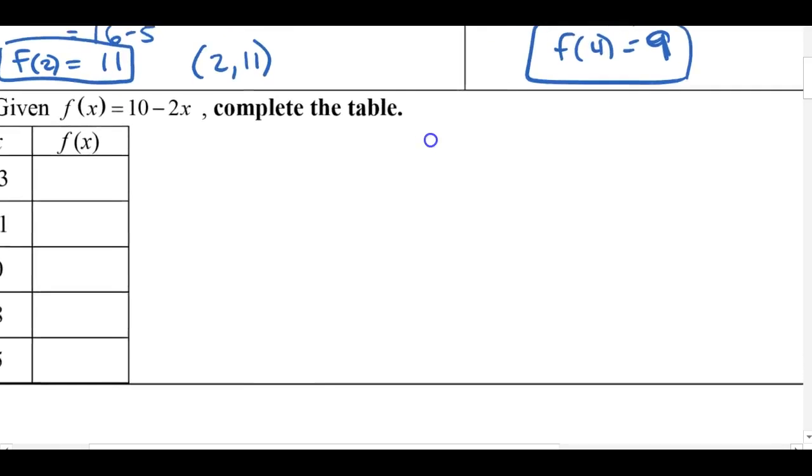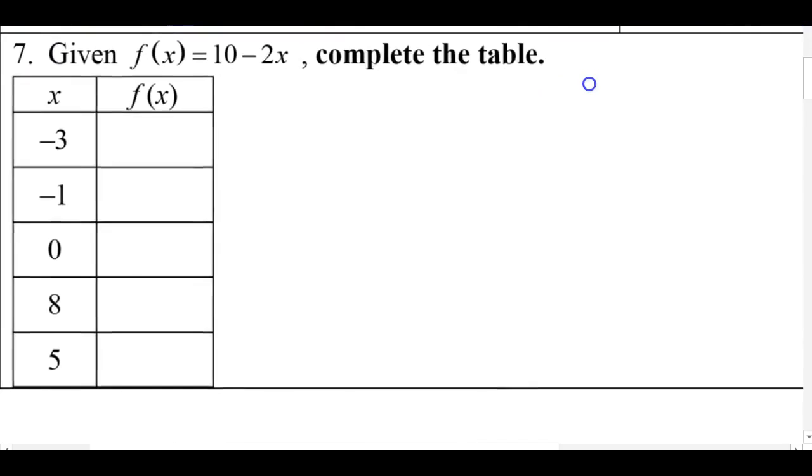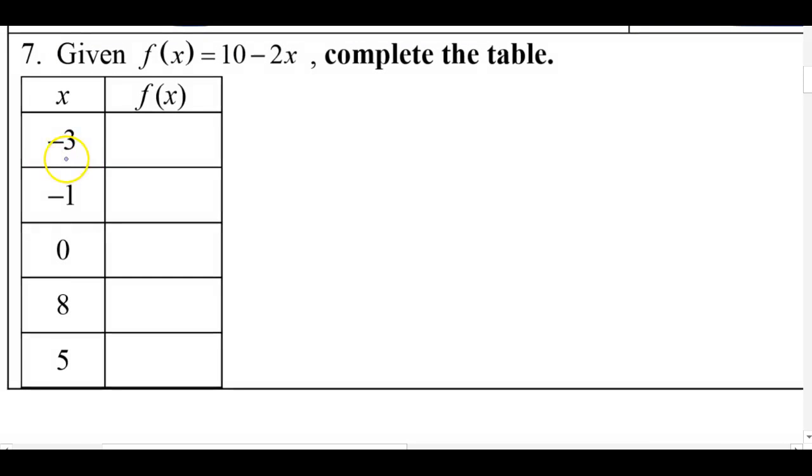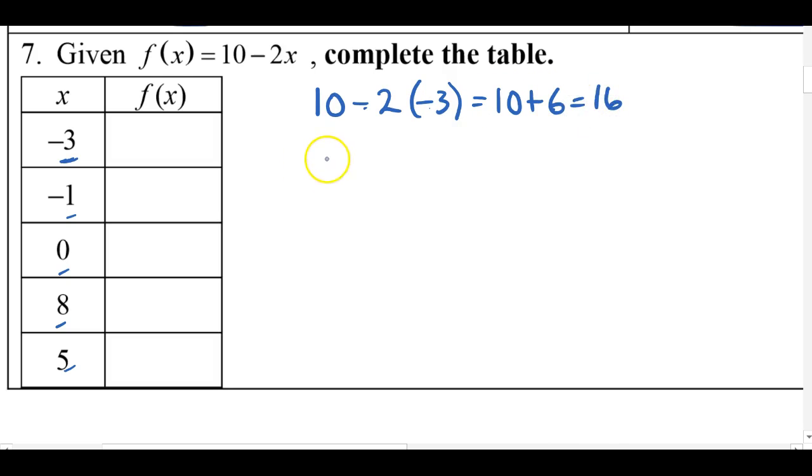Okay, now this one is pretty much the same thing, except we're going to use not just one input, but 1, 2, 3, 4, 5 different inputs, and we're going to have to plug them all in. Okay, so I can do this on a calculator very quickly, but I want you guys to show work, so I want to see this at the very least. So I'm first going to plug in -3. So I'll do that here, -3, and then get your answer. Okay, so this negative and this negative become positive, so it'll be 10 plus 2 times 3, 6, so that'll be 16.